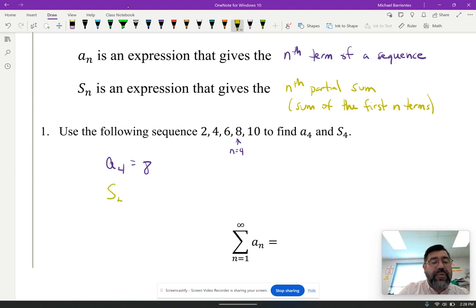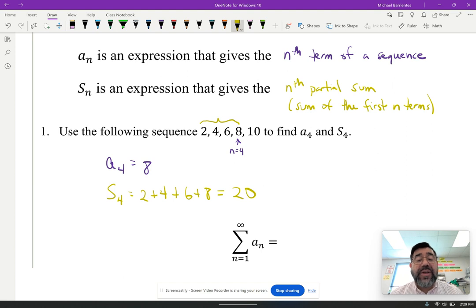S sub n, or S sub 4, is asking for the fourth partial sum. That means we're going to add the first four numbers of that sequence. So the fourth partial sum, capital S sub 4, is adding the first, second, third, and fourth, and stopping there. I think I can add 4 and 6, that's 10, and 2 and 8, that's 10, so total that's 20. So my S sub 4, which is the fourth partial sum, is 20. A sub 4, which is the fourth term, is 8. We're going to come back in the next video. We're going to talk about how we're going to approach infinite series, and then what it means for it to converge and for it to diverge.